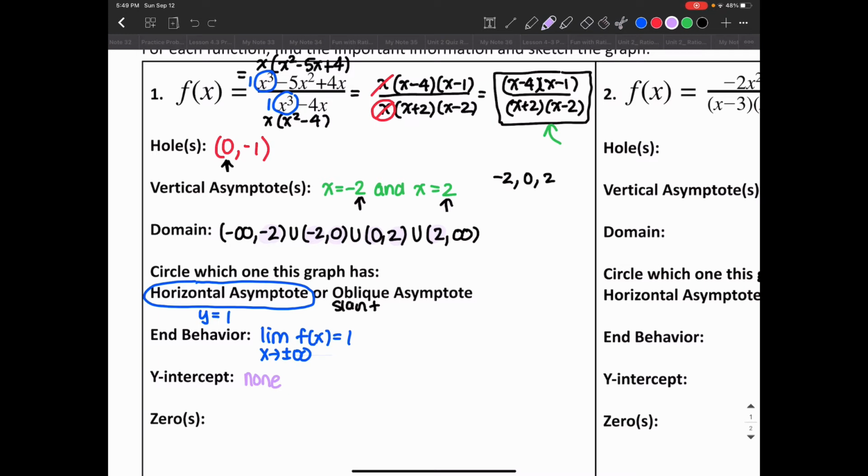To find my zeros, that's also my x-intercepts, I'm looking for what would make the numerator equal to 0. So the numerator would be 0 when x is equal to 4 and when x is equal to 1. So I have (4, 0) and (1, 0). And then I'm going to just plot all of this important information.